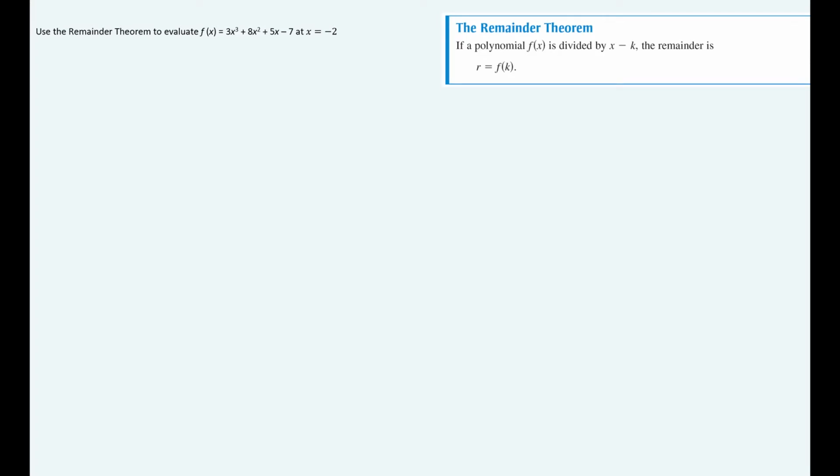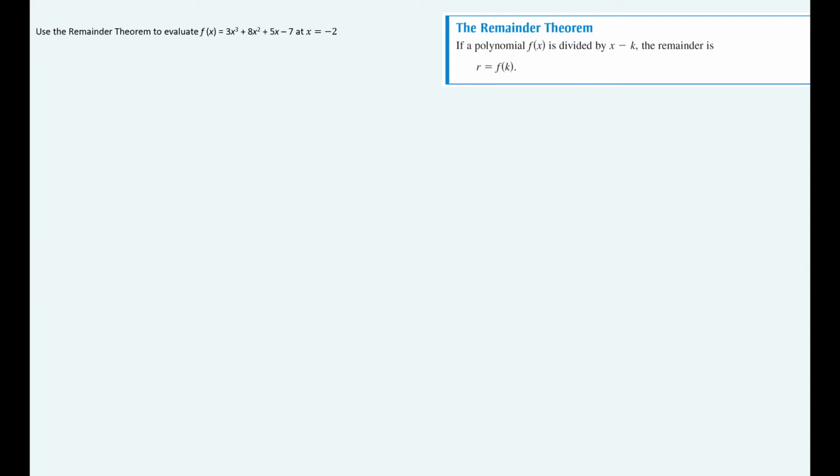Here we're going to take a look at a cool little theorem called the Remainder Theorem. The Remainder Theorem gives us an interesting way to interpret the result of synthetic division. So we have this problem. It says, use the Remainder Theorem to evaluate f of x equals 3x cubed plus 8x squared plus 5x minus 7 at x equals -2.